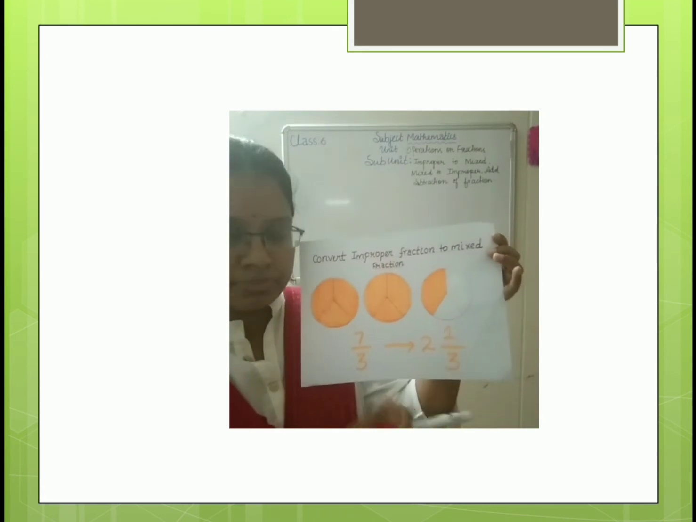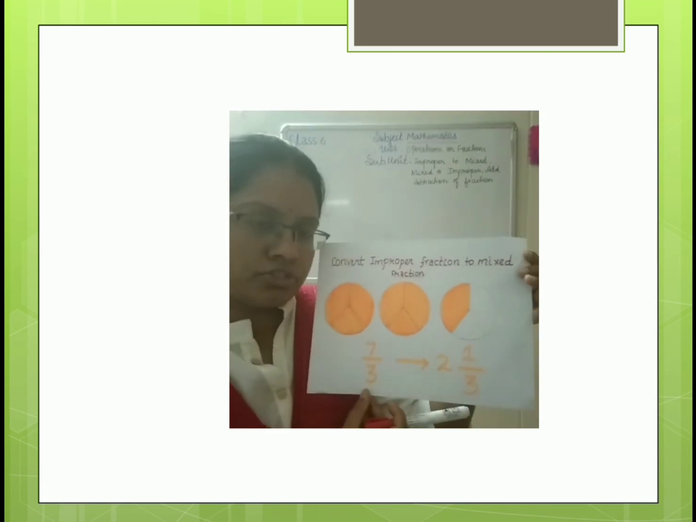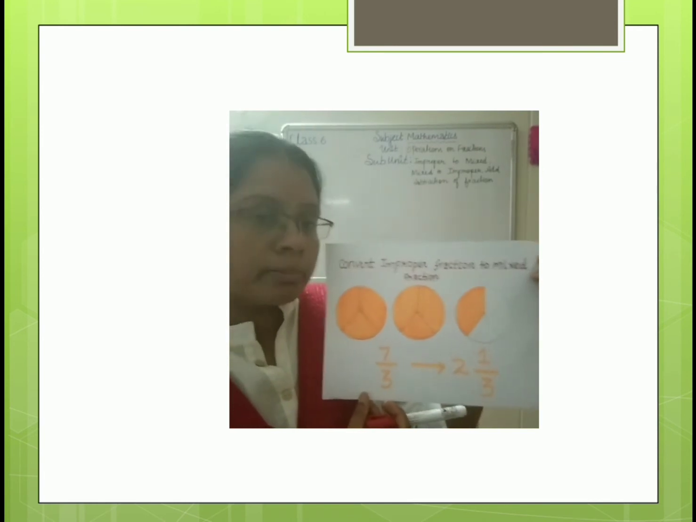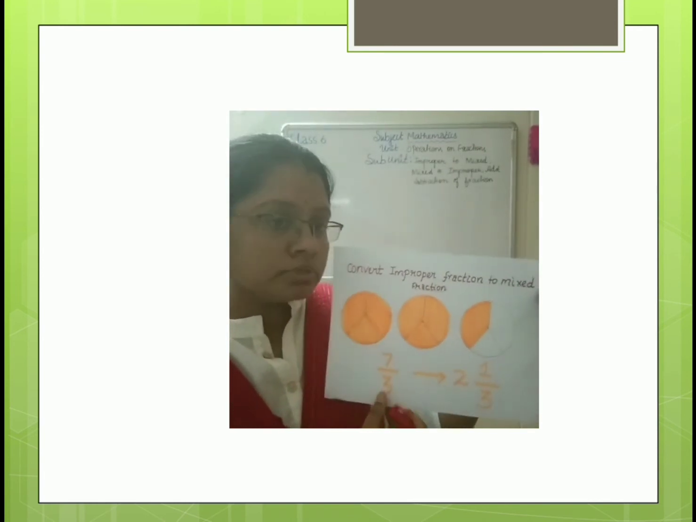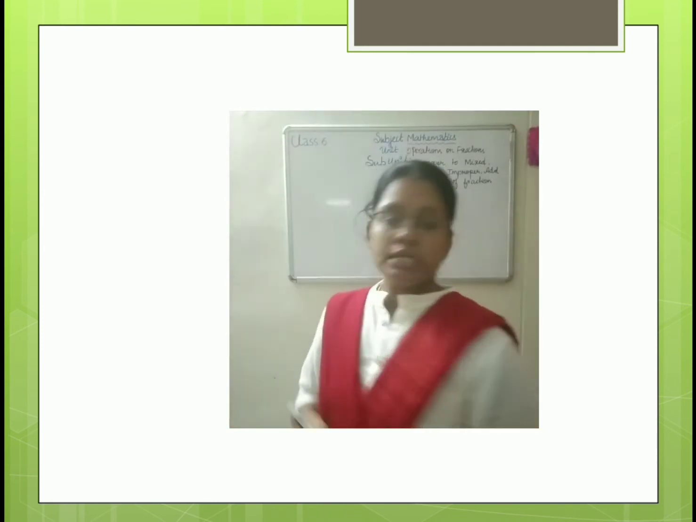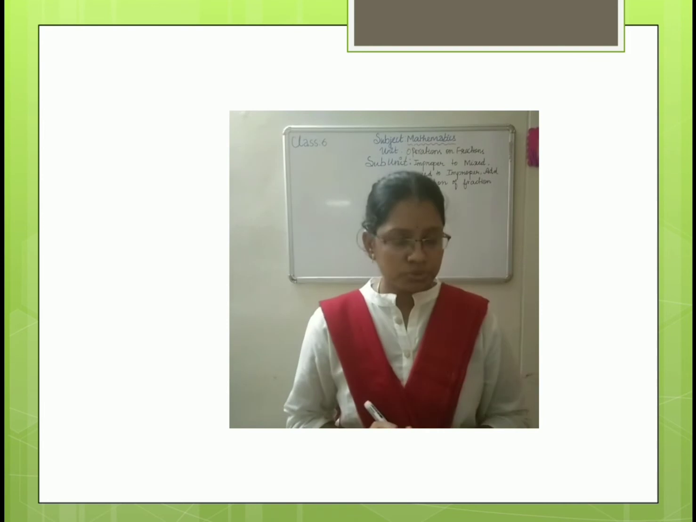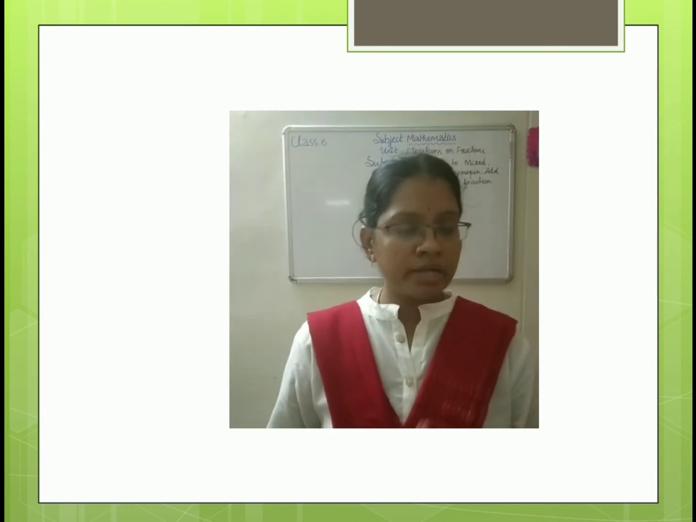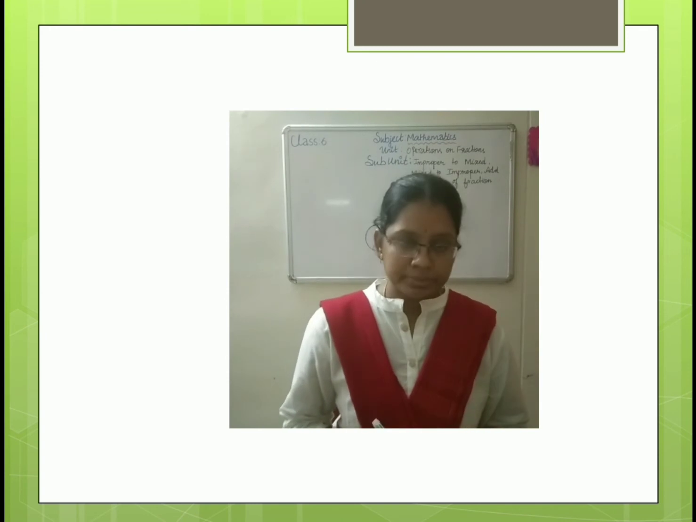Is it clear, students? Now we will solve a problem on how to convert improper to mixed fractions. There are 7 apples. You are going to share them with 2 persons. So first we are going to divide normally and represent it as quotient, remainder by divisor.